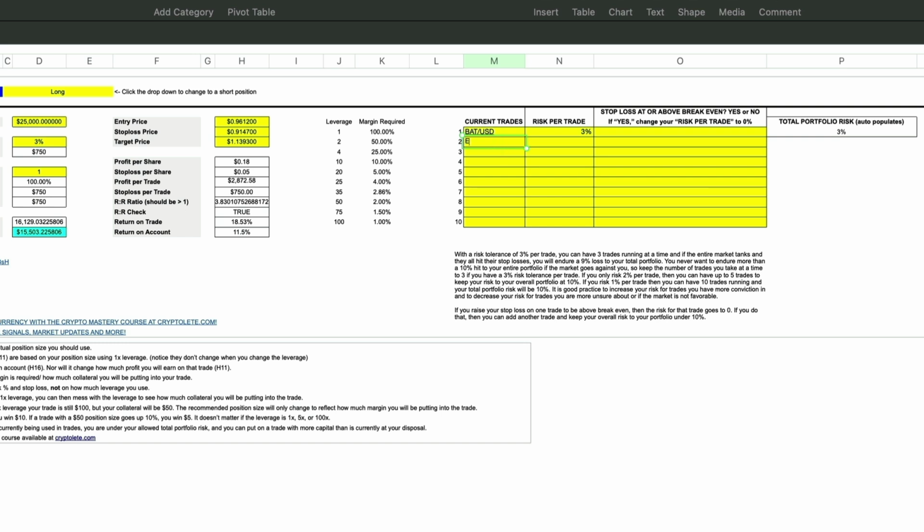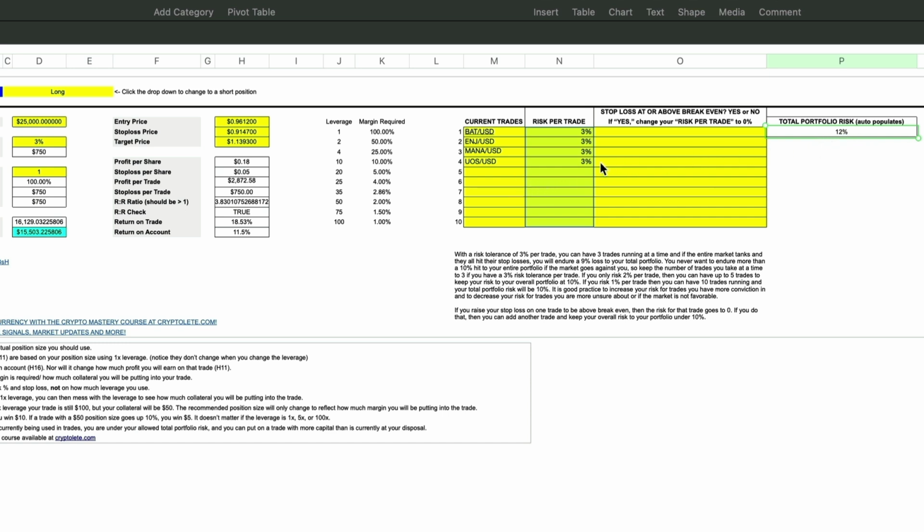So let's say we are going to put in Engine USD and we will risk 3% for this trade. And then let's say we want to trade Mana and we will risk another 3% for this trade. Right now, the risk per trade is 3% each and our total portfolio risk is 9%. Okay. So let's say that we want to put on another trade, let's say UOS USD, and we will keep the risk at 3% because the market is doing really well. So we want to have 3% per trade. Well, now our total portfolio risk is 12%, which is pretty high.